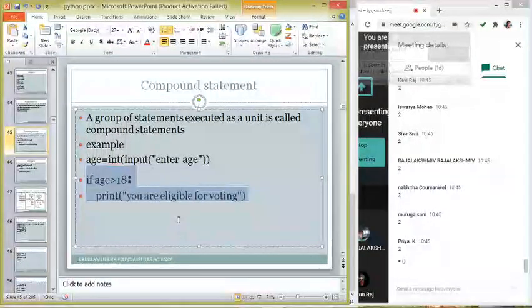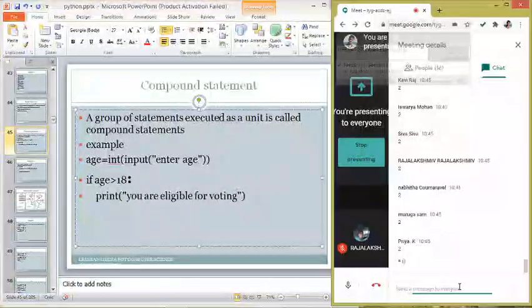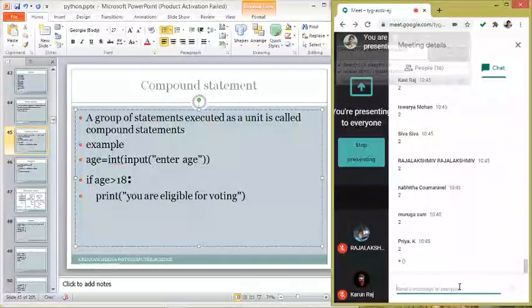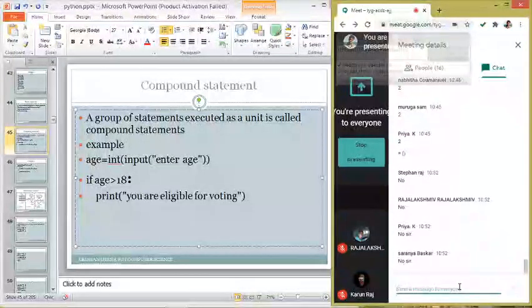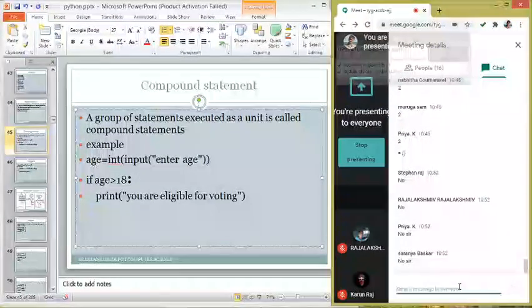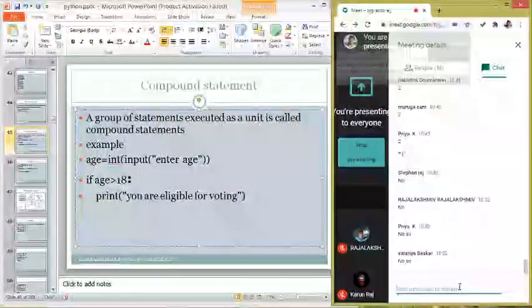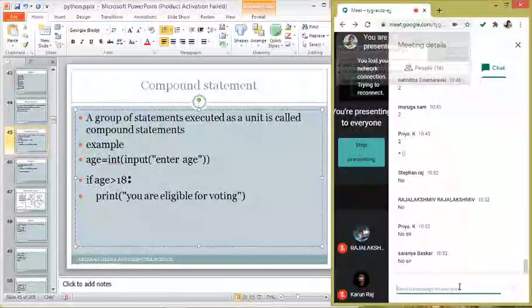Is it clear to everybody? Do you have any questions? Please type them in the chat box now. If you don't have any question, please type no. We can go for the next topic. Right, so there is no doubt for only 4 students. The remaining students are having doubts. Still 10 members have doubts. Yes, please, the remaining 10 members apart from Stephen, Rajalakshmi, Priya and Saranya can ask their questions.